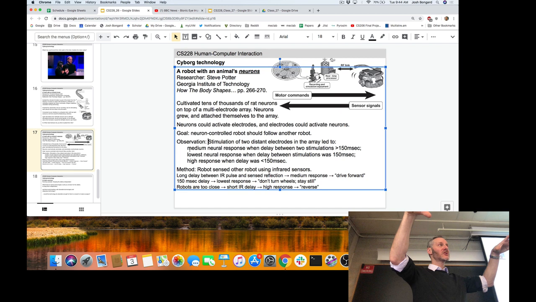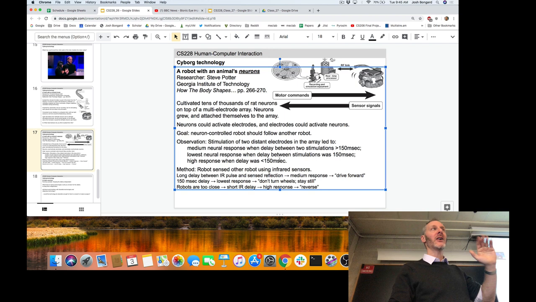If the delay in stimulation was about 150 milliseconds, they would get a low average neural response. And if the delay was less than 150 milliseconds, a very high response from the neurons. If you took a second multi-electrode array and seeded it with another set of neurons, you'd probably get a completely different behavior. But on this plate, with these neurons, over the course of a few hours and a few days, this particular pattern was pretty robust. So they use that to control the robot.